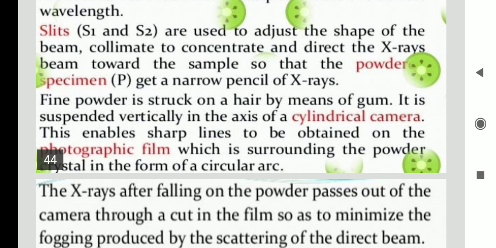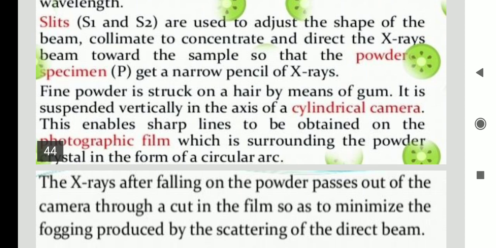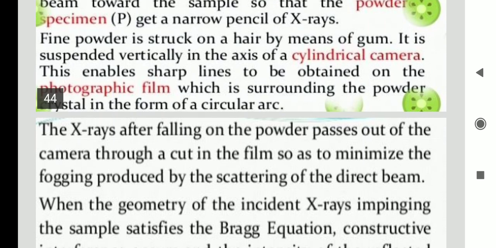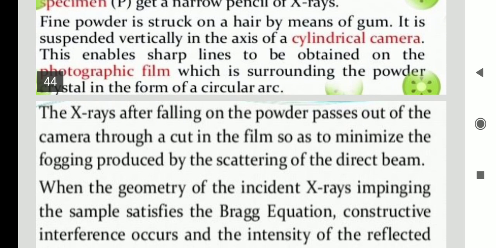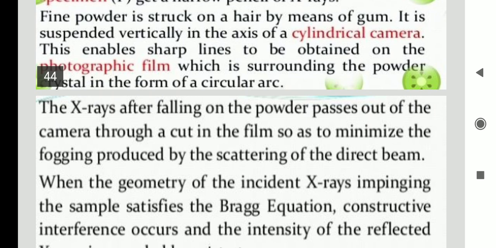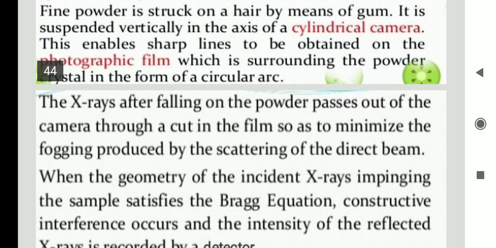Fine powder is stuck on a hair by means of gum. So the powder, whatever you collected, you stick with the gum. It is suspended vertically in the axis of a cylindrical camera. This enables sharp lines to be obtained on the photographic film, which surrounds the powder crystal in the form of a circular arc. The X-rays, after falling on the powder, pass out of the camera through a cut in the film so as to minimize the fogging produced by the scattering of the direct beam.